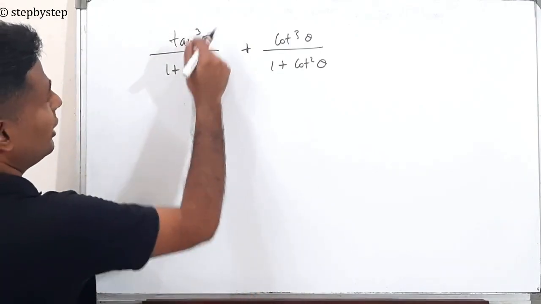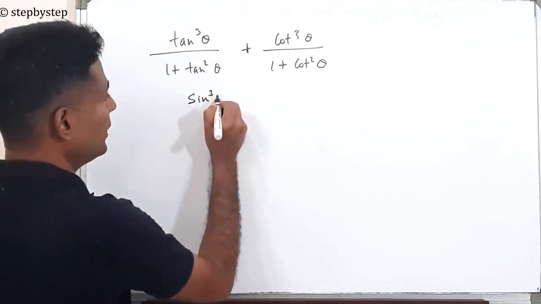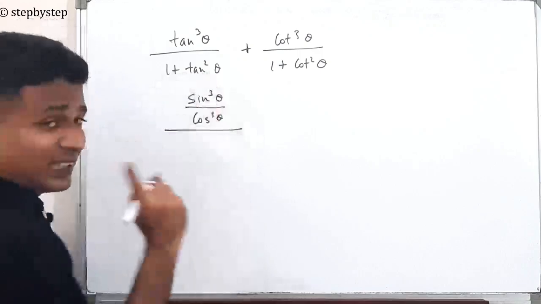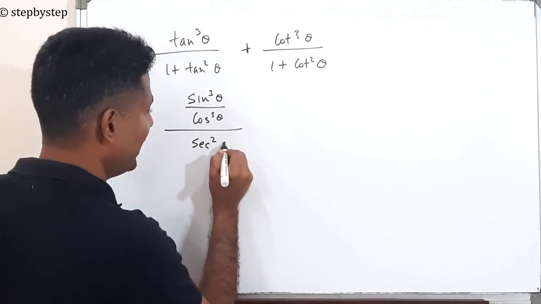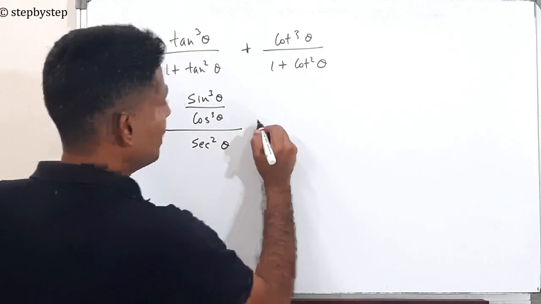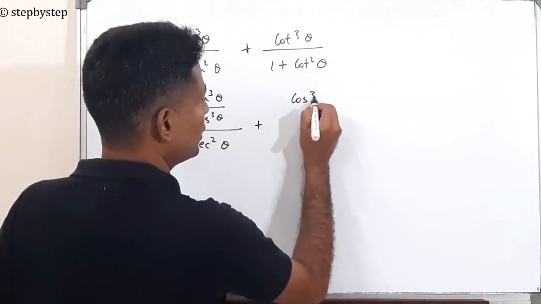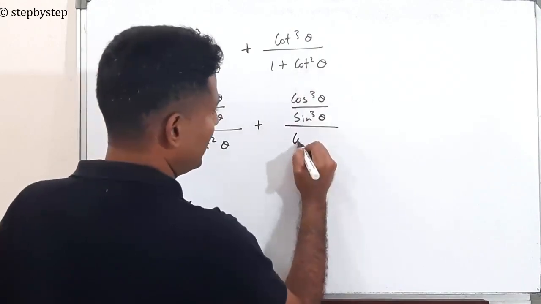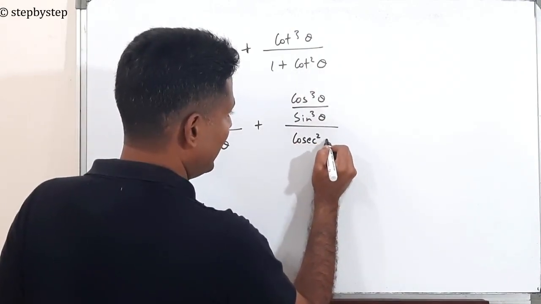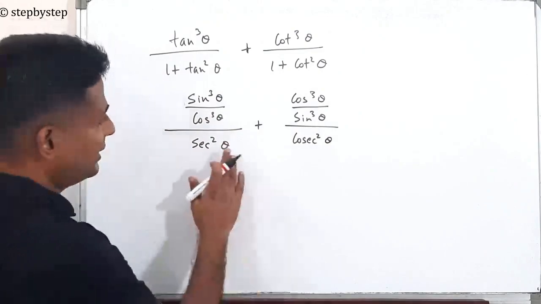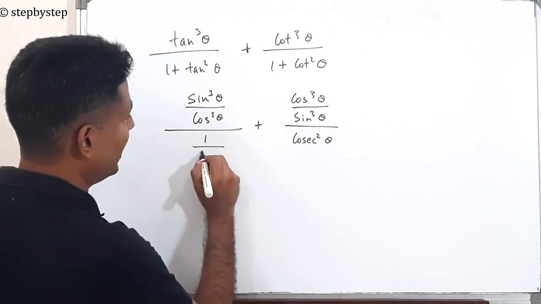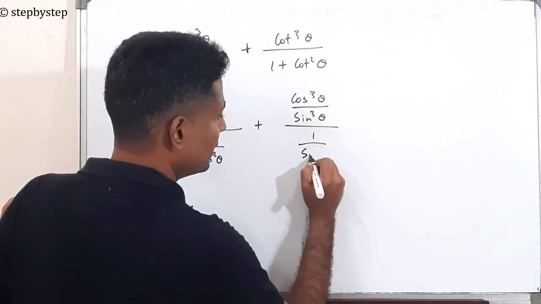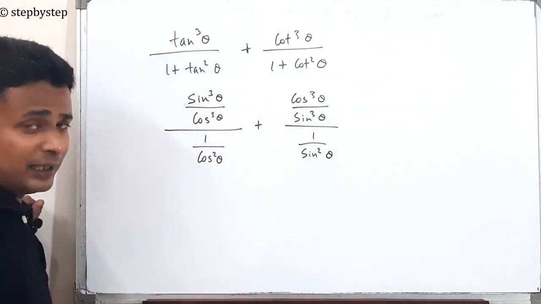Okay, tan cube theta is sin cube theta by cos cube theta, and 1 plus tan square theta is secant square theta. Directly I got this, plus cot cube theta is cos cube theta by sin cube theta, and 1 plus cot square theta is cosec square theta. Now secant square theta I can write as 1 by cos square theta, and cosec square theta I can write as 1 by sin square theta, right?